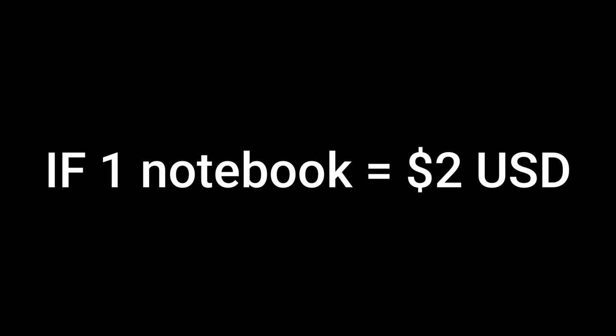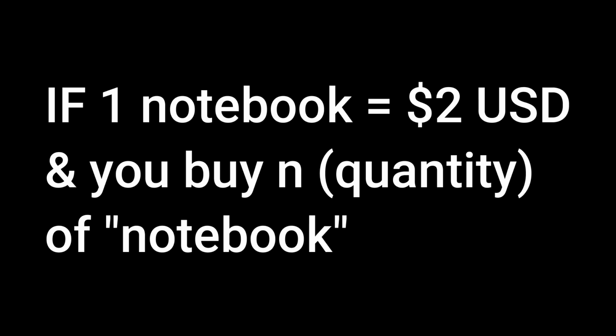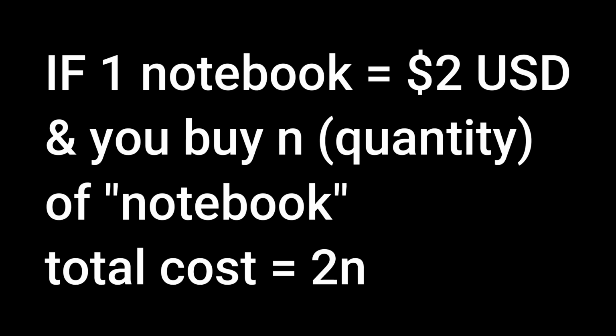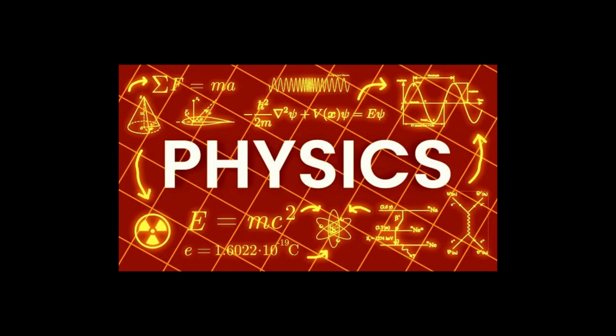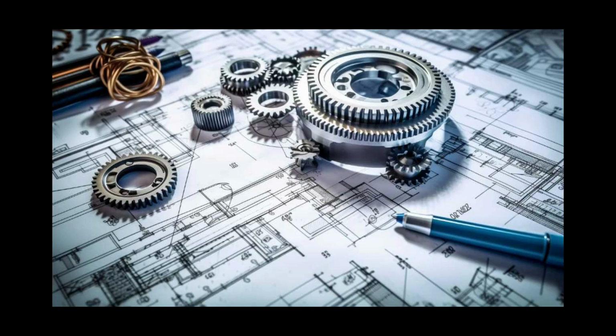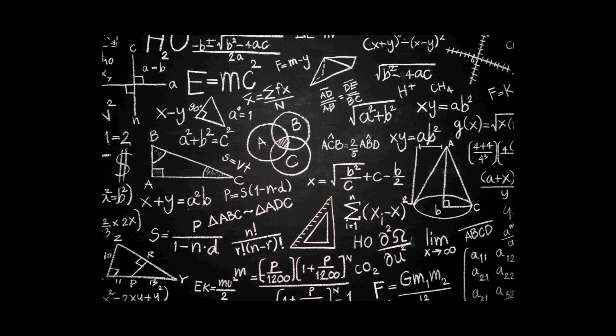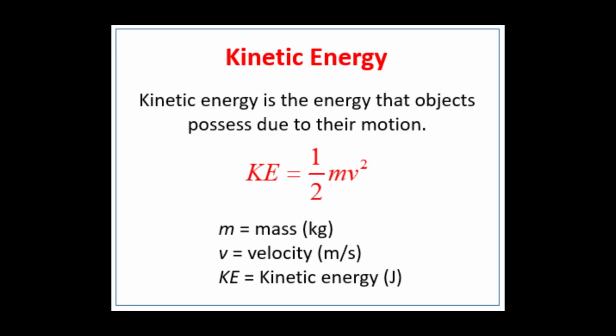For example, if one notebook costs $2 and you buy n number of notebooks, the total cost is 2n. 2n is a monomial representing the expense. We also use monomials in physics and engineering, fascinating careers where we use math to describe or calculate physical objects. For example, in the kinetic energy formula, 1.5 times mass times velocity squared is an example of a monomial.